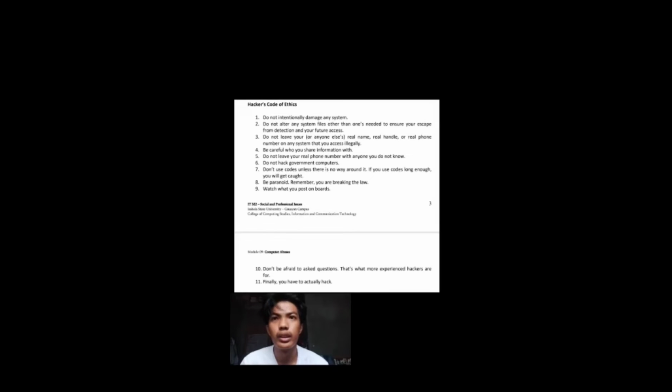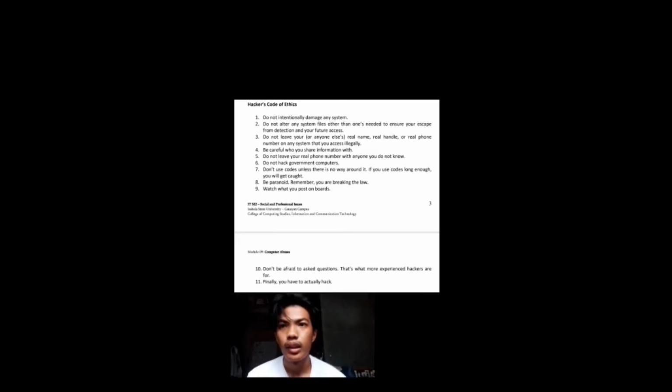Hackers Code of Ethics. Unlike so many of the so-called hackers today, the original hackers at places like MIT, Berkeley, and Stanford had a clear code. Number 1. Do not intentionally damage any system.